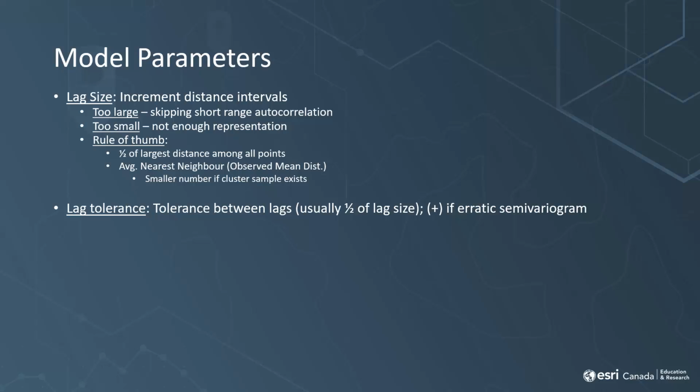Next, which is not required but may improve the model's performance, is lag tolerance. This is the tolerance range between lags, usually at half the lag size, which captures extra sample points. Increase the lag tolerance only if the semi-variogram seems to be erratic.